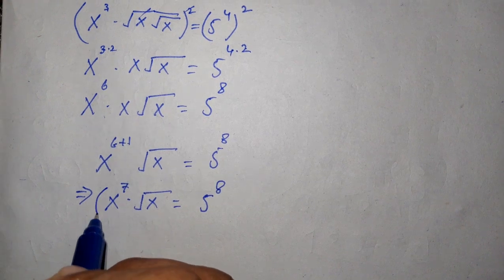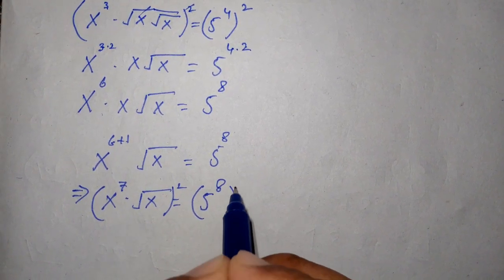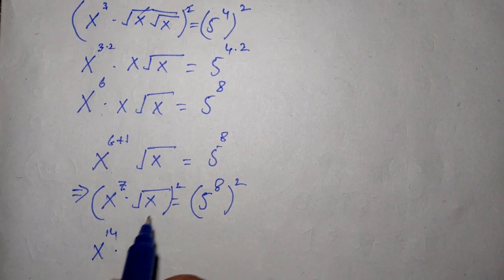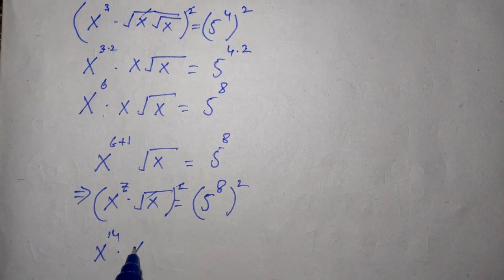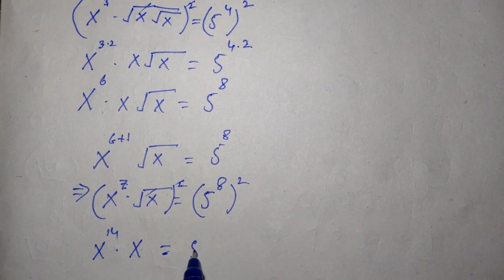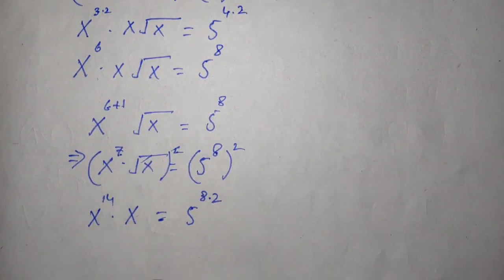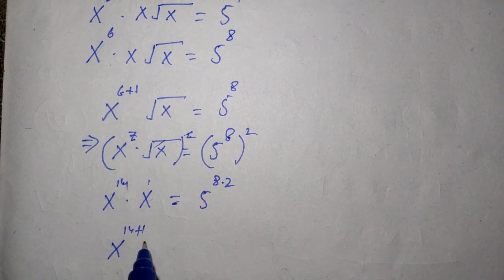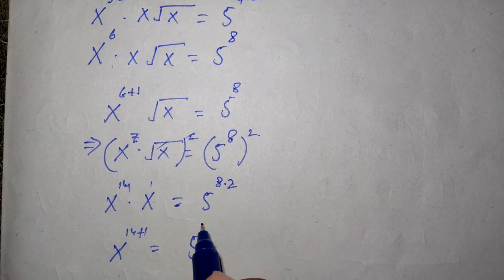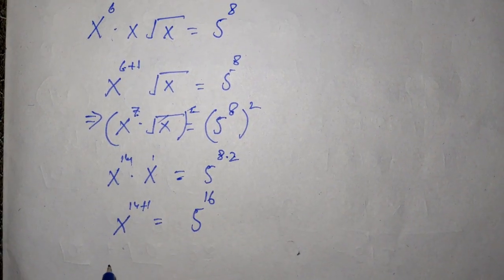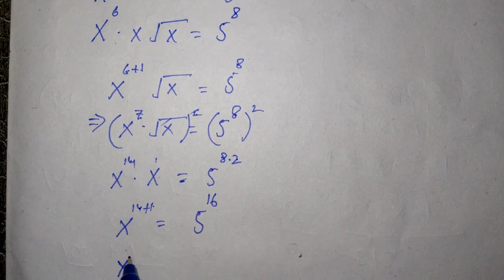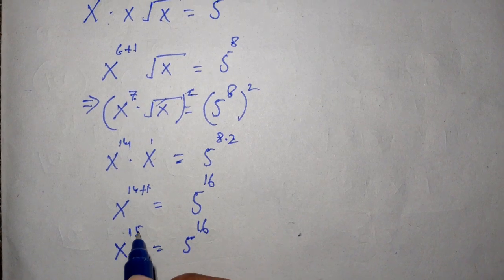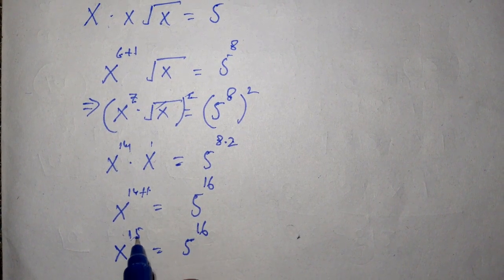Now again we have to square both of the sides. This side becomes square and to take this side square, again we know that 7 times 2 is equal to 14. So x to the power of 14 times, this 2 and this square root cancel. Here x left is equal to 5 to the power of 8 times 2. Now again x to the power of 14 and this power is 1. So 14 plus 1 is equal to 15, and 5 to the power of 8 times 2 is equal to 16. So x to the power of 14 plus 1, which is 15, is equal to 5 to the power of 16. Now we have to remove this 15 from this side.